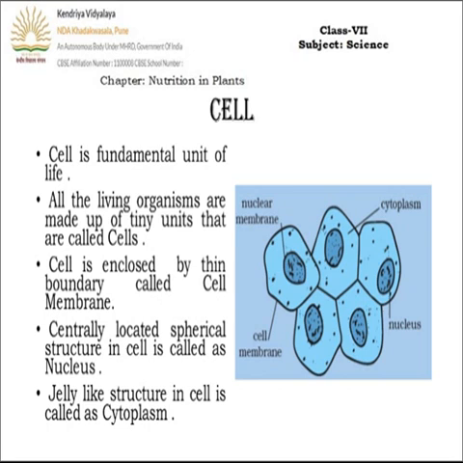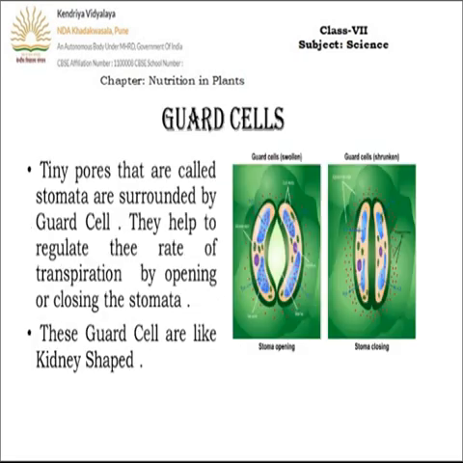Okay, so each cell has a round structure, which is nucleus. Each nucleus has a boundary, which is called nuclear membrane. Each cell has a boundary which is called the cell membrane, and the liquid which is filled in the cell is called the cytoplasm. So, the complete body of the animals as well as of plants are made up of these small units which are called cells. Okay, now moving on to the next slide.